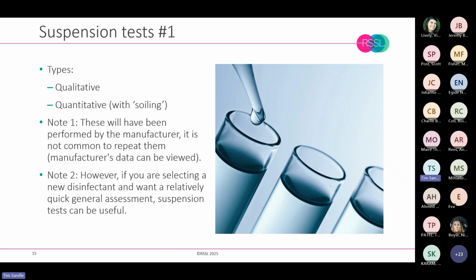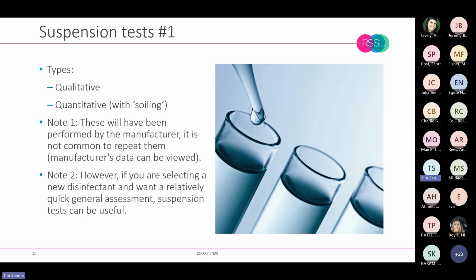So I mentioned the suspension test, and this is essentially a test tube activity. And it's divided into more of a qualitative test and then a quantitative test with soiling. Essentially, you have your disinfectant in a test tube at the concentration that you think is going to be effective. You challenge a microorganism into that. You'd hold it for the contact time, and then you would stop the disinfectant activity by adding some form of neutralization step.